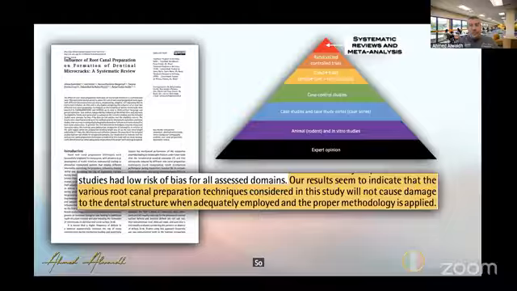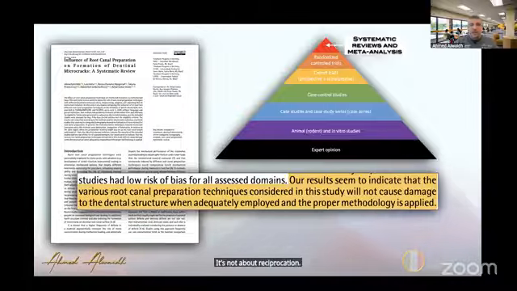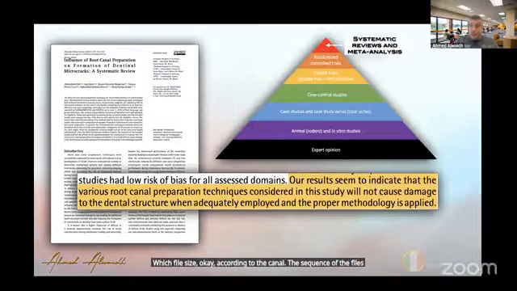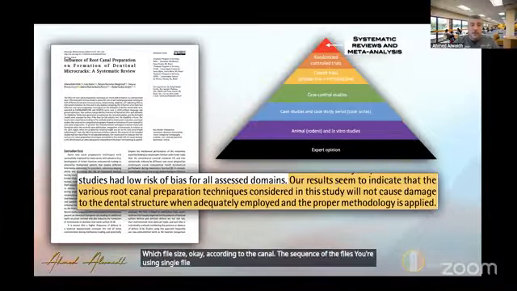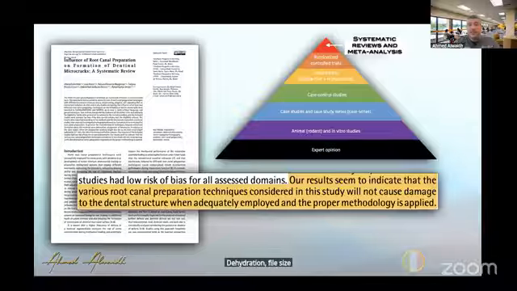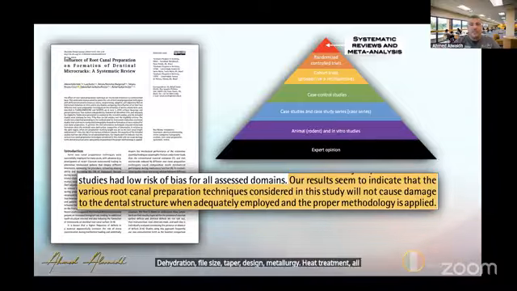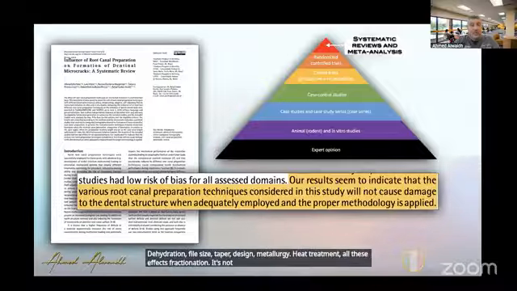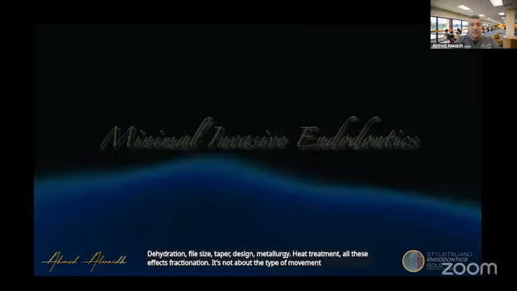So crack generation, okay, there are many factors. It's not about reciprocation. It's about choosing which file size according to the canal, the sequence of the files, whether you're using a single file or multiple files. Is there any path file? How about your irrigation, dehydration, file size, taper, design, metallurgy, heat treatment? All these affect crack generation. It's not about the type of movement.